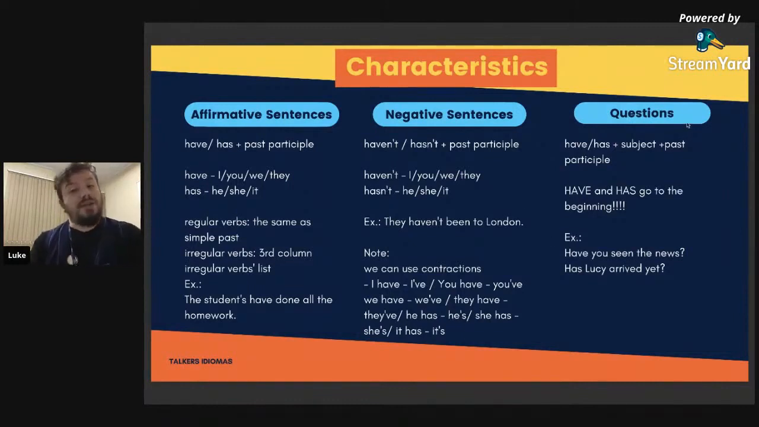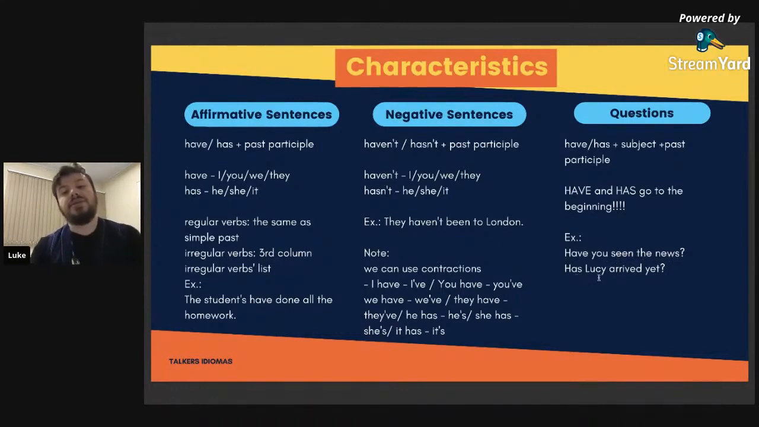And then we have the questions. As usually happens with questions with auxiliaries, now we are going to use have and has right at the beginning of the question, before the subject, like have or has plus subject and then the past participle. Have and has go to the beginning. For example, have you seen the news? So you can see that have is at the beginning. Right after have we have the person, and then we have the verb with the participle. Have you seen the news?